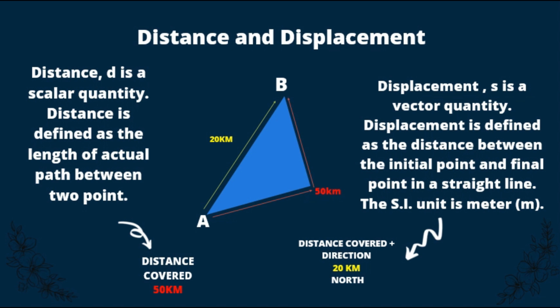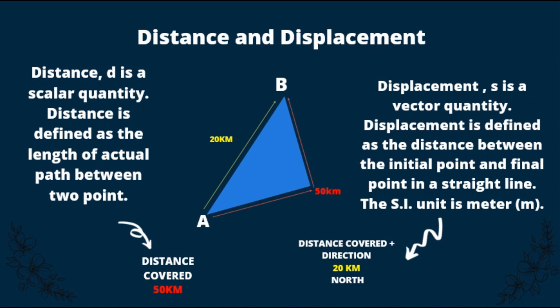So distance, which is d, is a scalar quantity, while displacement, which is s, is a vector quantity. Distance is defined as the length of the actual path between 2 points, which is point A to B with the red arrows. The value is 50 km. It is covered with distance only.